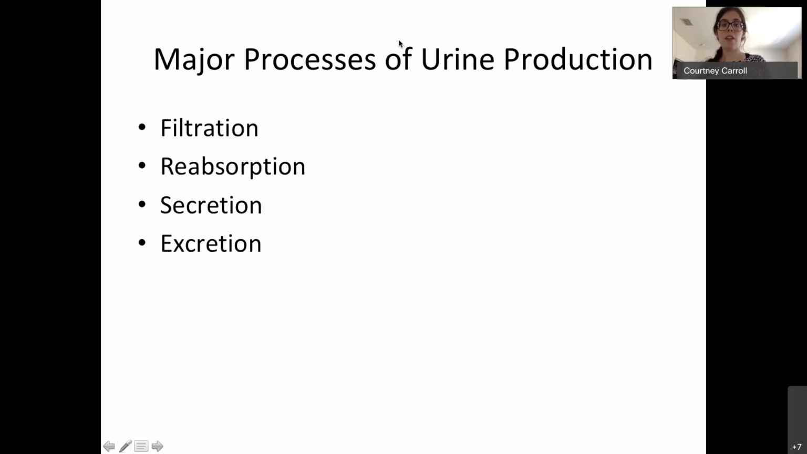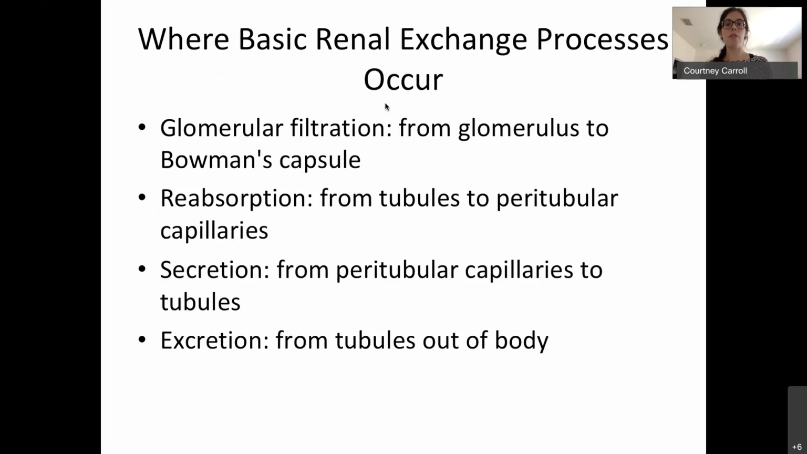Okay. So again, last time we had briefly talked about these major processes in urine production. And these are vocab words you just need to get under your belt: filtration, reabsorption, secretion, and excretion. So filtration is going to be from the glomerulus into Bowman's capsule. This is stuff that's going to move from the blood plasma into this fluid that's in the capsule that will go through the tubule that we call the filtrate. So filtration makes our filtrate.